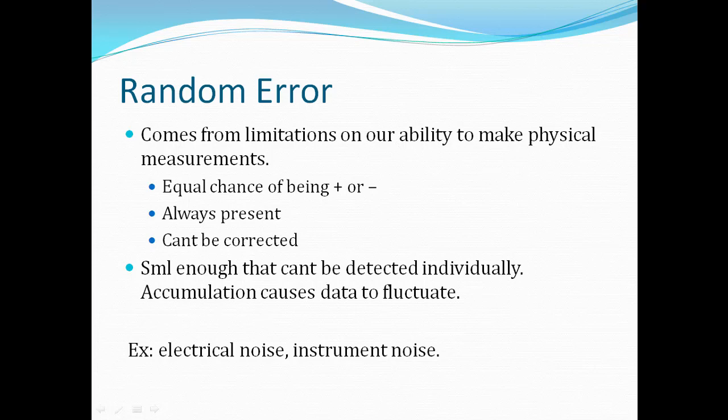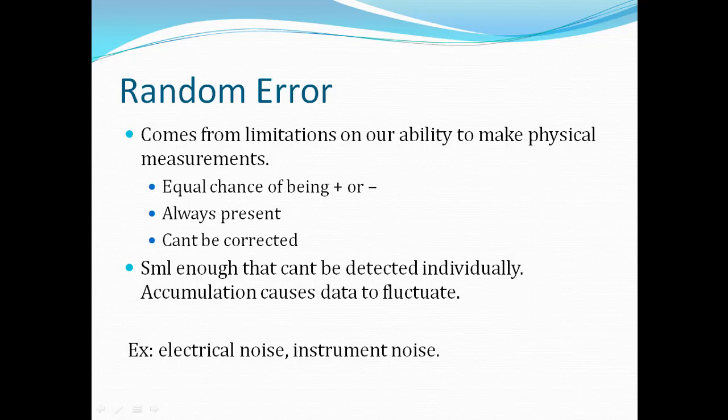It is small enough that you can't detect it individually, but any accumulation of it would cause your data to fluctuate. Some examples of that would be someone reading a scale. Different people reading the scale report a range of values representing their interpolation between the markings. One person reading an instrument several times might report several different readings, so that's random. You can't really correct that.